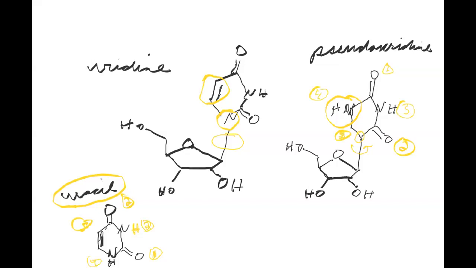Okay, all right, so now that's the differences between uridine, which is uracil with the 5-sided attachment, and pseudouridine, which is the rotation. It's really rotated, okay? And you lose the double bond because of this attachment to the ring, the 5-sided ring.